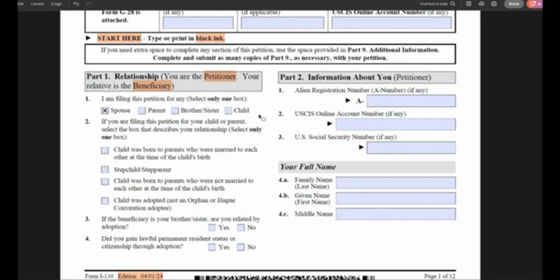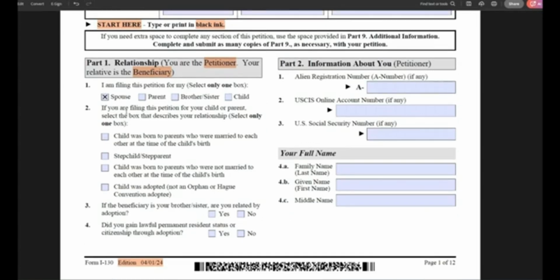Let's, for example, say spouse, but throughout the form, I will also give examples if you are filling out for other relatives. You will only answer question 2 if you are filling out this petition for a parent or a child. So if you're filling out this petition for your spouse, you can leave question 2 blank. If you are filling out for your brother or sister, you will answer question 3, but if you're filling out for your spouse, parent, or child, leave question 3 unchecked and answer question 4. Did you gain your lawful permanent resident status or citizenship through adoption? Answer yes or no. In most cases, it's a no.